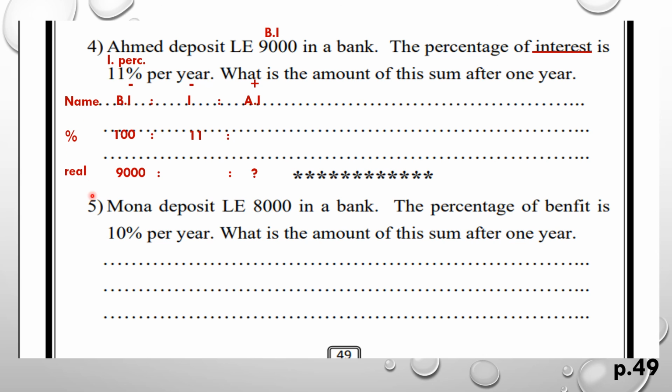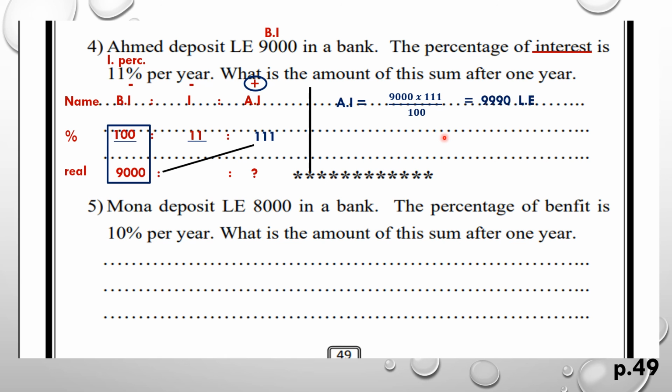Now, do we have a completed column? Yes, we have, but we don't have a completed cross. So, how can I fill this space? Checking the sign. What's the sign which we have on the empty space? We have plus. So, we are going to add the other two numbers which we have in the same row. 100 plus 11 equals 111. Here is our completed cross. Now, after interest equals 9,000 times 111 over 100 equals 9,990 LE.